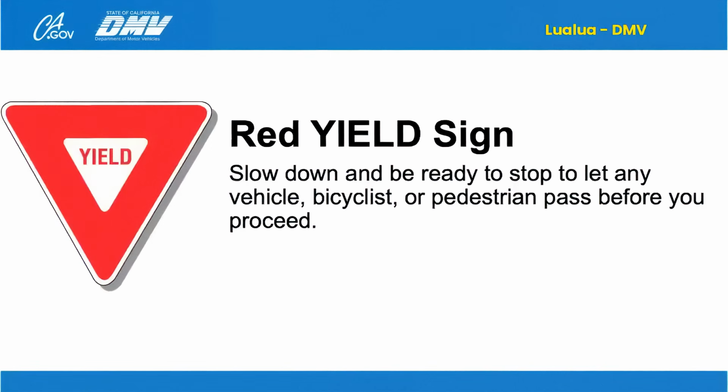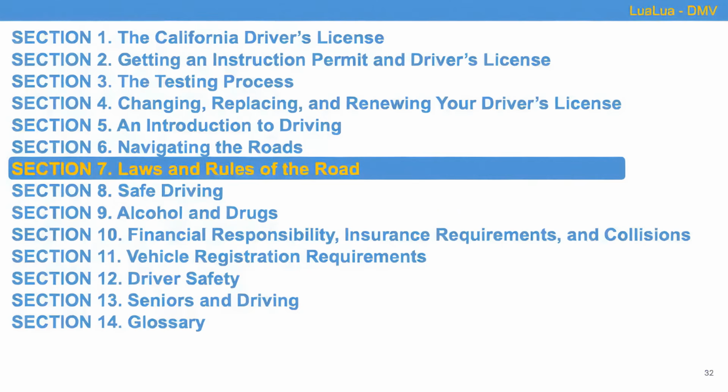Red yield sign. Slow down and be ready to stop to let any vehicle, bicyclist, or pedestrian pass before you proceed. For additional signs not detailed in the DMV Handbook, I have created another video that provides descriptions for each road sign. Please check the link in the video description for more information or at the end of the video.